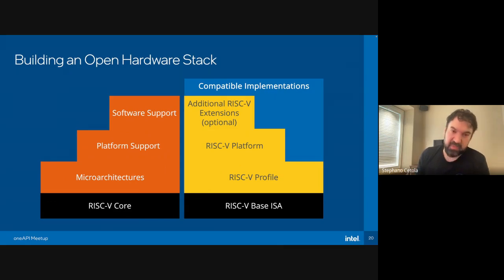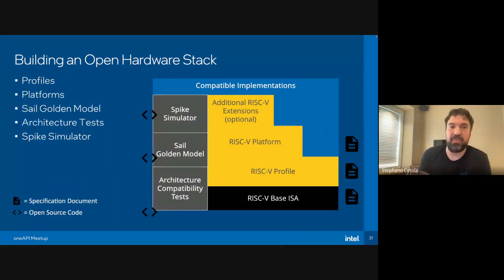And I just wanted to pause briefly to talk about how we know that we're compatible. There is an open source effort to do compatibility testing. So we have base ISAs, profiles, and platforms, but we need some way of showing that some implementation is compatible with that base ISA, profile, and platform. And the way we do that is with 3 separate tools. There's a Spike simulator, a SAIL golden model, and architectural compatibility tests. All 3 of these are open source code. The Spike simulator is written in C.